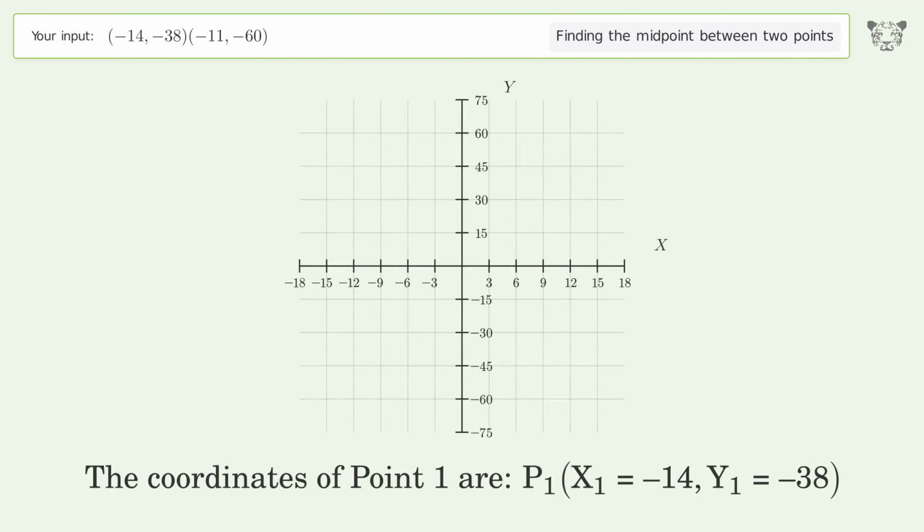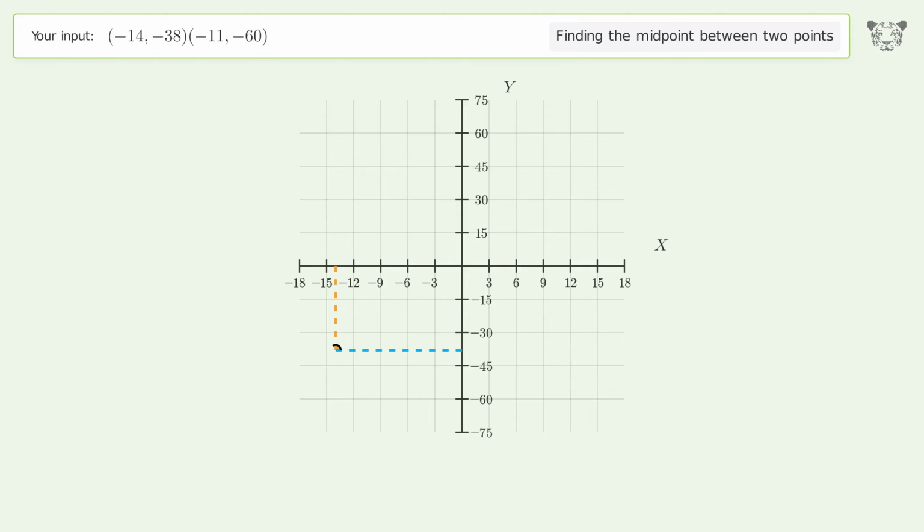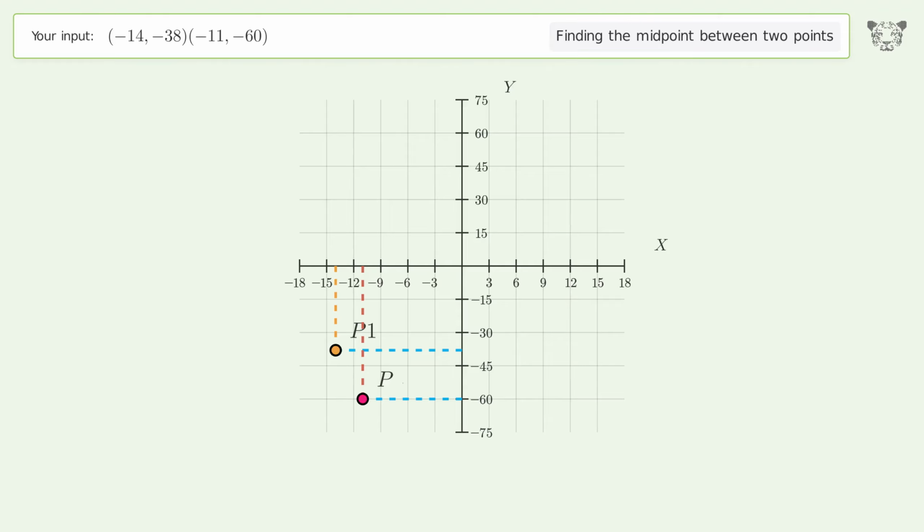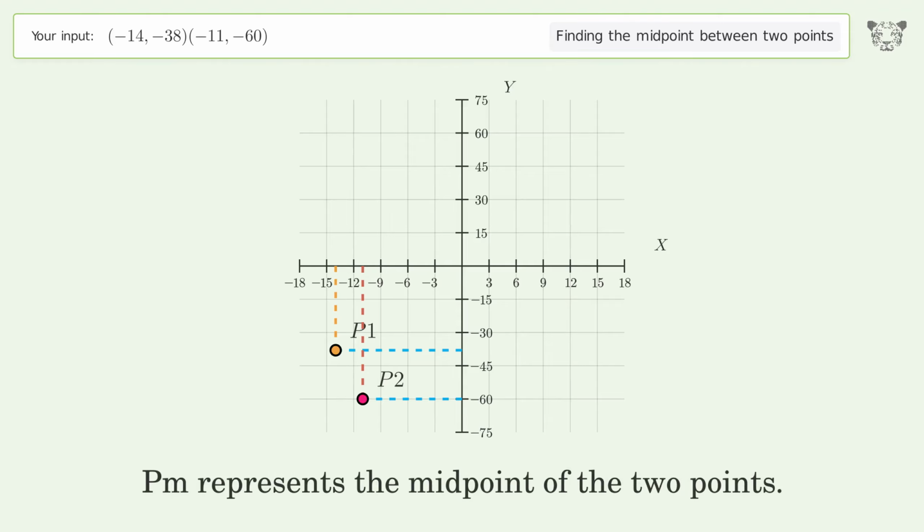The coordinates of point 1 are, x1 equals -14, y1 equals -38. The coordinates of point 2 are, x2 equals -11, y2 equals -60. PM represents the midpoint of the 2 points.